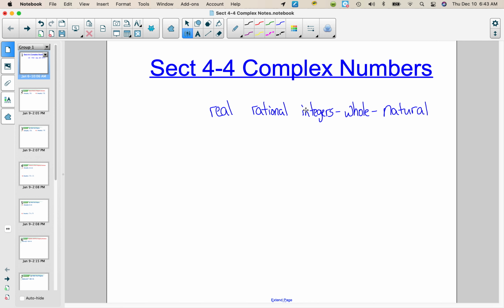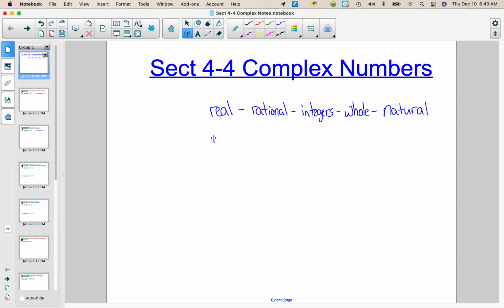So I'm doing this kind of like a little chart here. So if you knew that a number was natural, like a counting number like 5, it's also whole, it's also an integer, it's also rational, it's also real. So all the number types that we've been dealing with have been of this type.